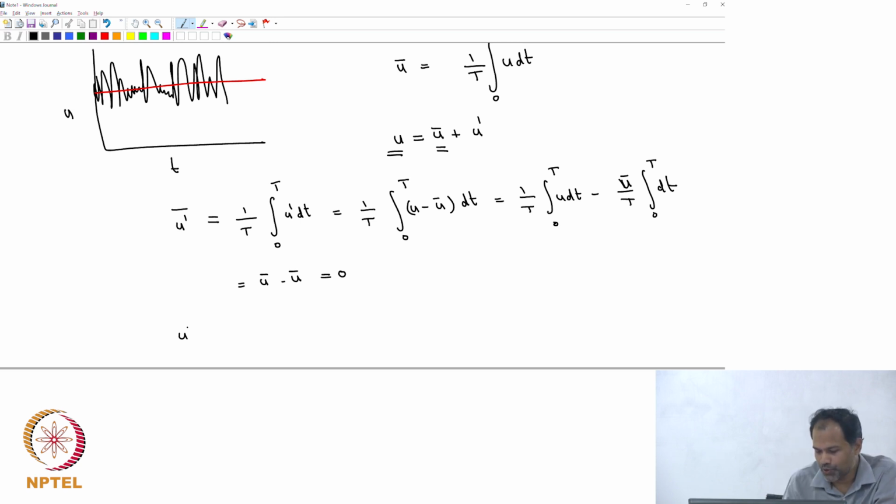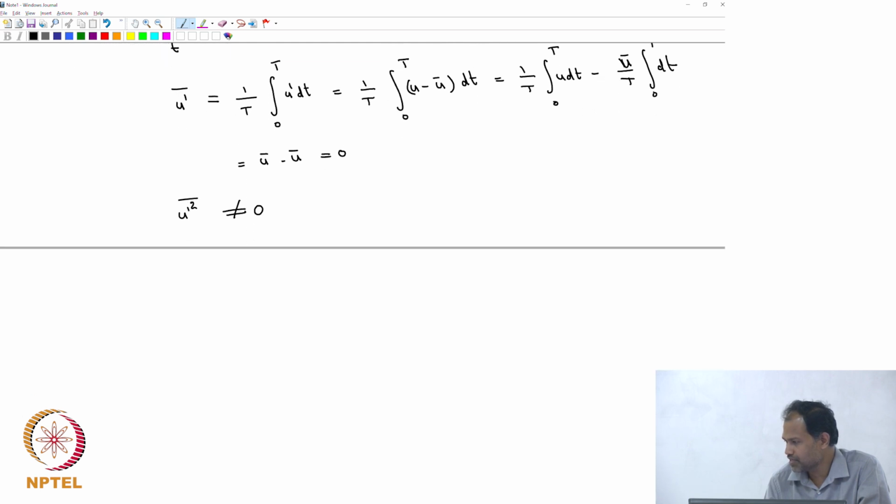How about u prime square bar? I am taking the square of the fluctuating velocity and averaging it. Will that be 0 or non-zero? It will be non-zero. Okay. And this distinction actually becomes crucial. Let us see where it leads to. Any doubts by the way till so far?